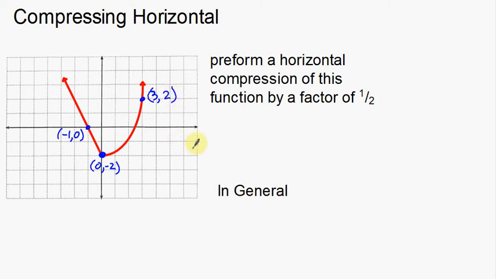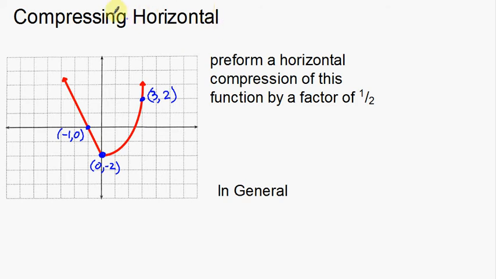Now what I'm going to do is horizontally compress this function. I'm going to take these three points and horizontally compress them, so that basically everything's going to get a little bit smaller. Everything's going to get a little bit closer together. So basically I'm going to take these points and modify them somehow. Now, how am I going to modify them?